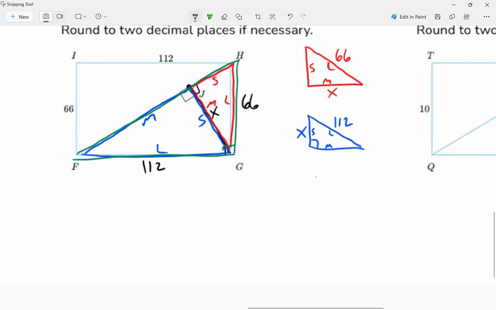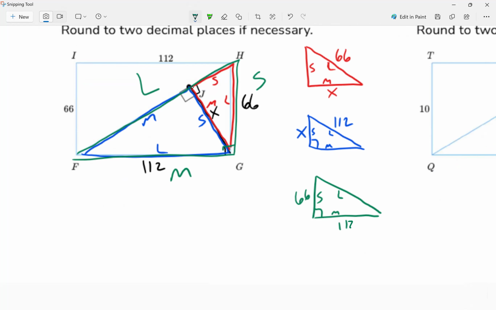Let's take a look at my green triangle, the big one. Here's my small, medium, and large. This is my small side, this is my medium side, and this is the large side. So the small side is 66. The medium side is 112, and the large side is blank. I don't know what it is. Okay. I don't have corresponding sides, right?